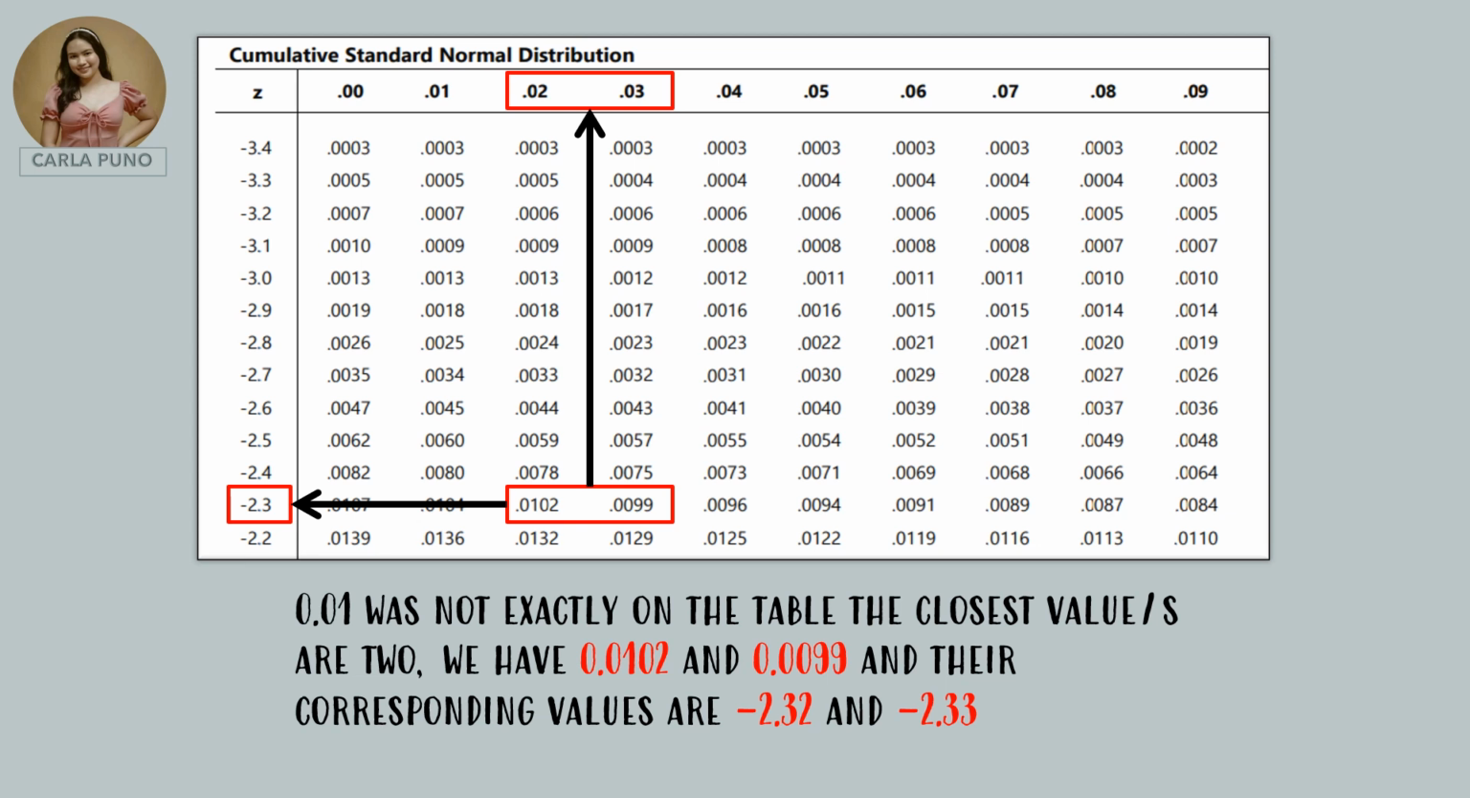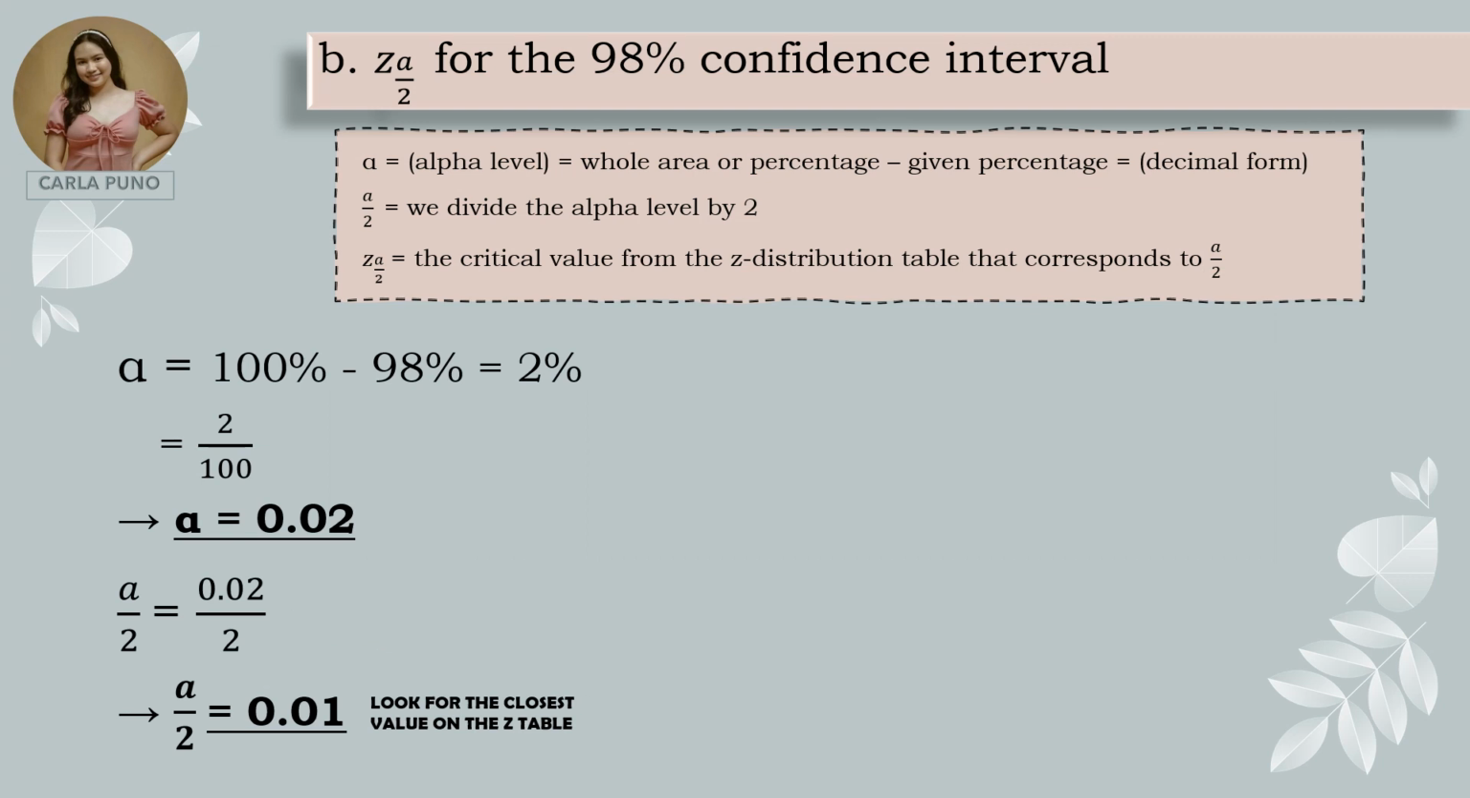0.01 was not exactly on the table, but its closest values are 0.0102 and 0.0099, and their corresponding values are negative 2.32 and negative 2.33. We go back to our problem.